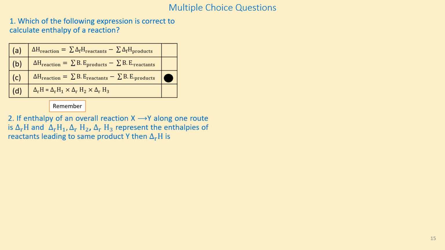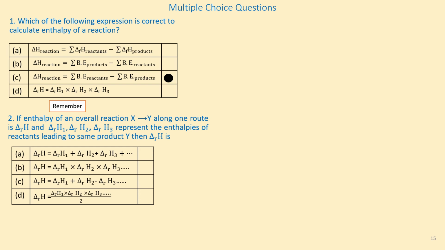Next question. If the enthalpy of an overall reaction X becoming Y along one route is delta rH, and delta rH1, delta rH2 and delta rH3 represent the enthalpies of reactions leading to the same product Y, then delta rH is. Four options are given. Please read the four options and mark the correct answer. You have to recall Hess's law and mark that option A is the correct answer.